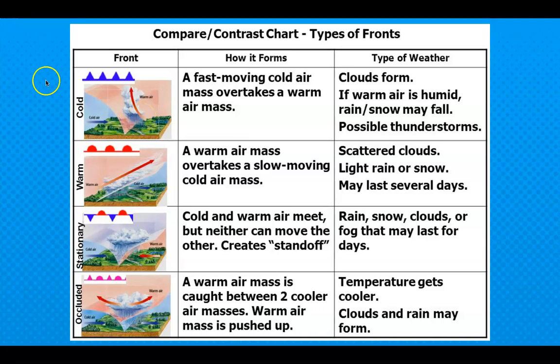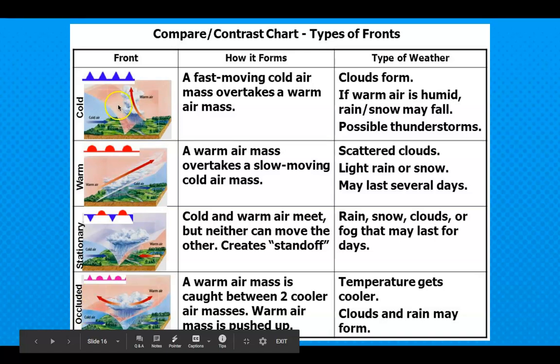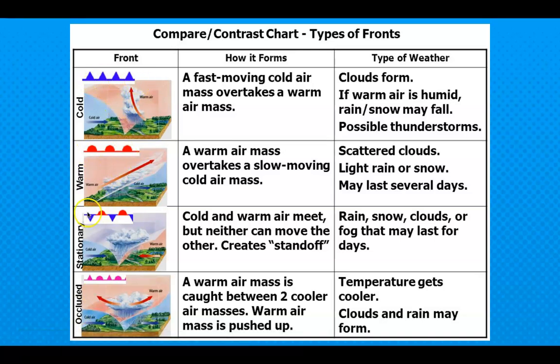All right, let's review. So there are four types of fronts. There's cold fronts, warm fronts, stationary fronts, and occluded fronts. Here are the symbols for each of those. At a cold front, you have fast-moving cold air that just takes over that warm air. And at that front where those two meet, clouds are going to form. If the warm air is humid or has a lot of moisture in it, you're going to get rain and snow and thunderstorms. Severe weather-ish, but thunderstorms.